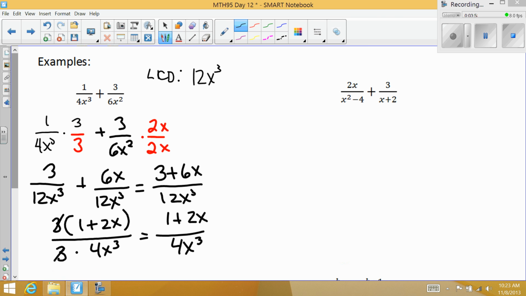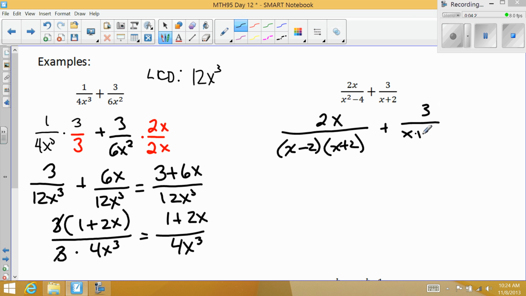Okay, next example. I think the LCD is going to take just a little more work because we need to factor the denominator here. So sometimes I just do these in line with the problem if the factoring is fairly simple. Then I've got a square subtract a square. So this is when I do enough. I know that's x subtract 2 over x plus 2. And then I've got 3 over x plus 2.